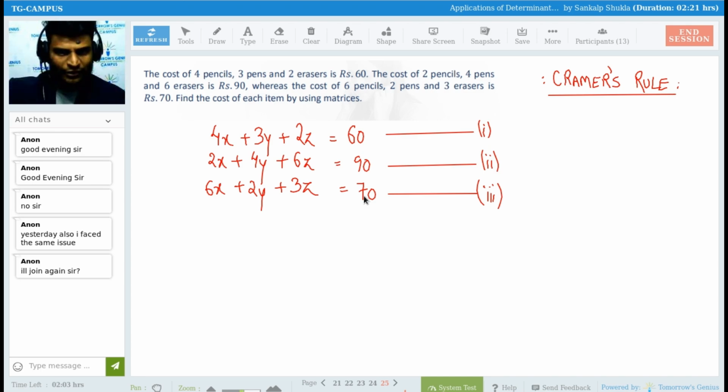Okay. So we are going to solve this system with the help of determinants. And that method is known as Cramer's rule. So what we have to do in Cramer's rule is form four determinants, which will be named D, D1, D2, D3. That means we have to form four determinants. So first of all, we will be forming D.